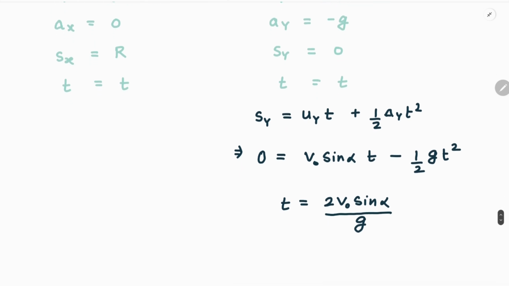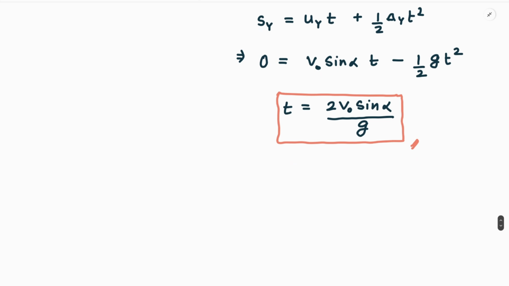So this is the part 1 answer. This is the answer to the first part which the problem is discussing, the total time of flight. So the total time of flight during this motion is equal to 2 v naught sine alpha by g. Now the next thing is maximum height of ascent and the horizontal range.